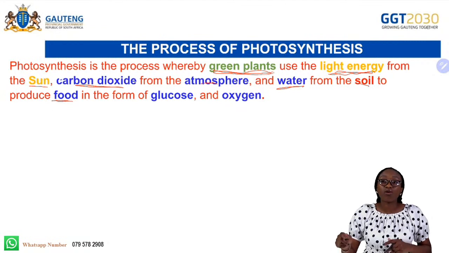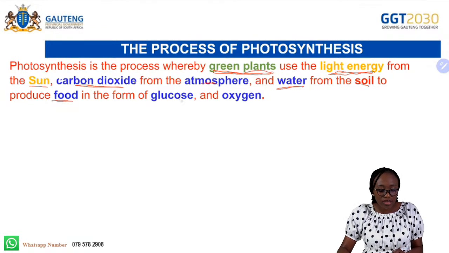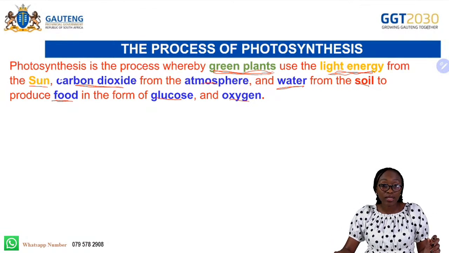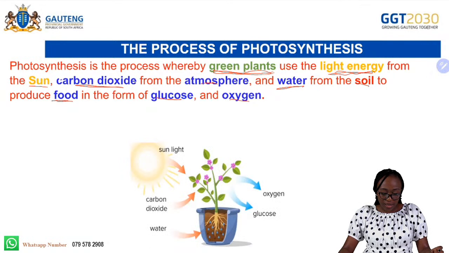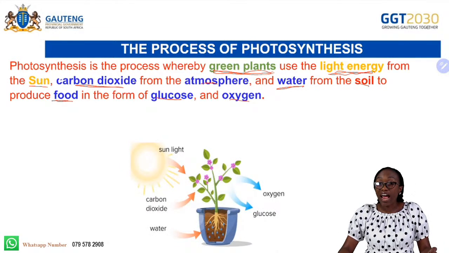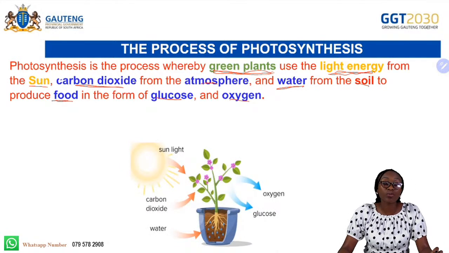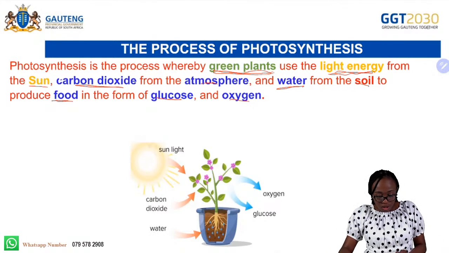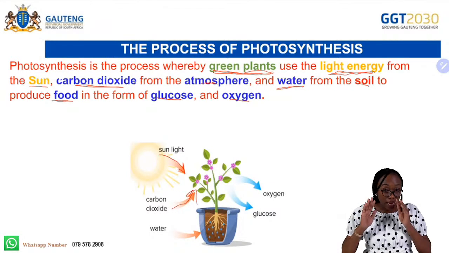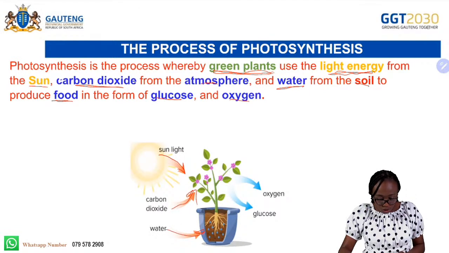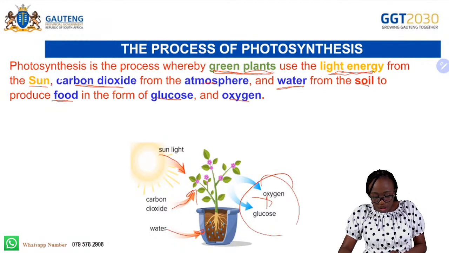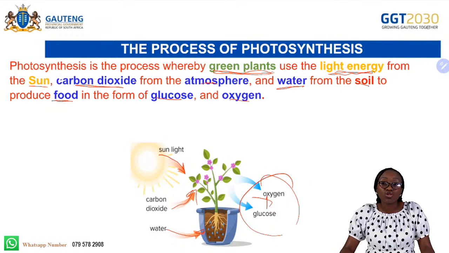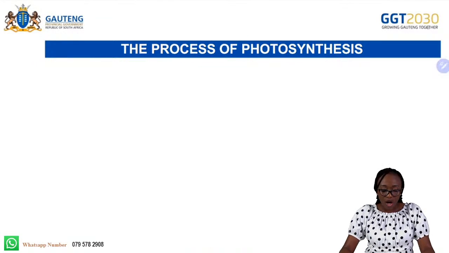What are the products of photosynthesis? So the products of photosynthesis are glucose and oxygen. Those are the two products of photosynthesis. So there's the picture just to show you what I've been explaining. So I've just defined the process of photosynthesis and here's the plant. So the plant uses light energy from the sun, carbon dioxide from the atmosphere, and water from the soil to produce these two, glucose and oxygen.